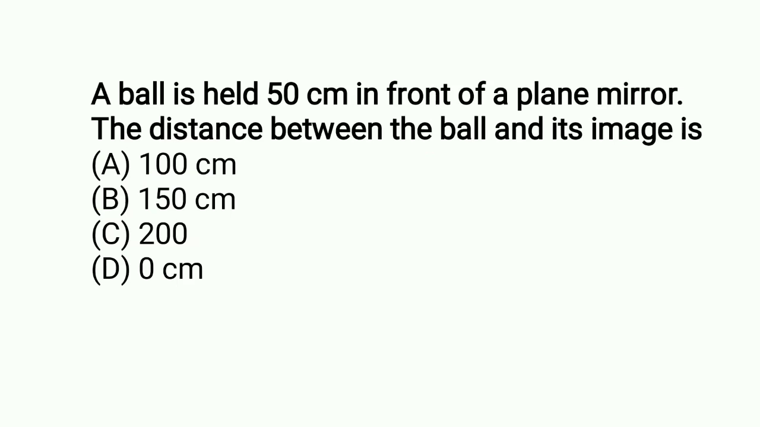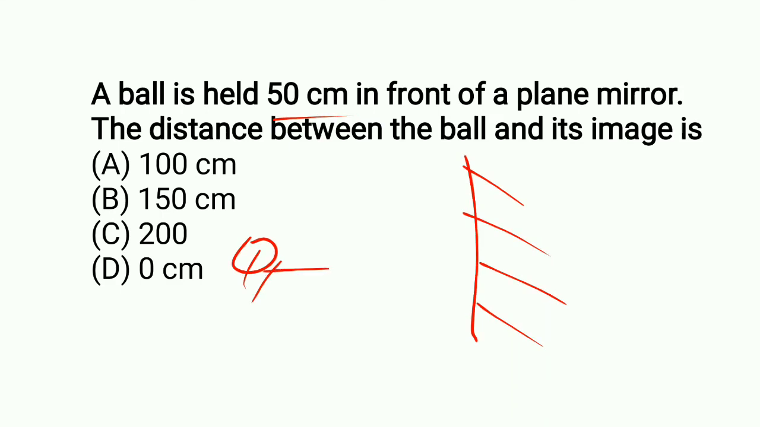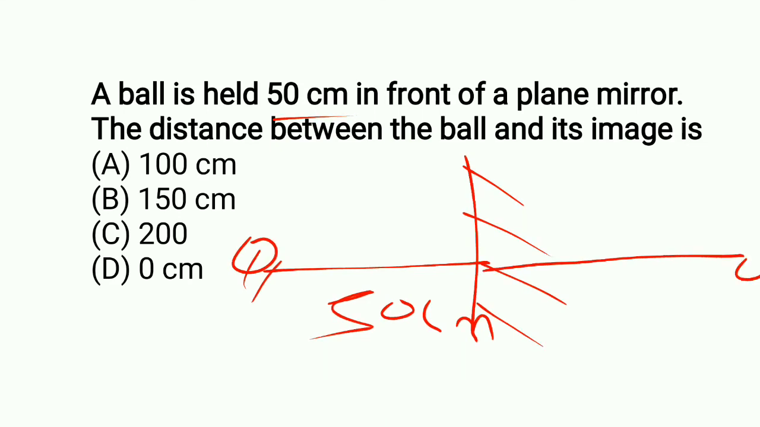Next question. A ball is held 50 centimeter in front of a plane mirror. The distance between the ball and its image is? So here we have a plane mirror and a ball at 50 centimeter from the mirror, and the image of the ball is formed behind the mirror at the same distance, that is 50 centimeter. The question is the distance between the ball and its image, so 50 plus 50, it is 100. So option A is the correct answer.